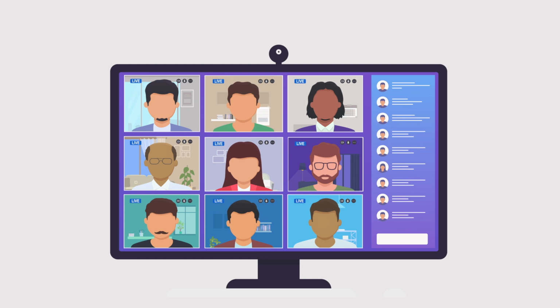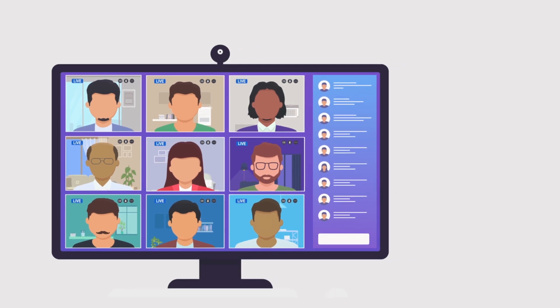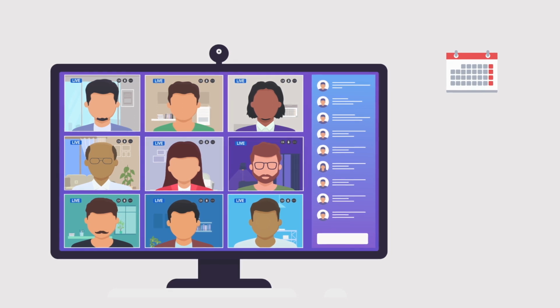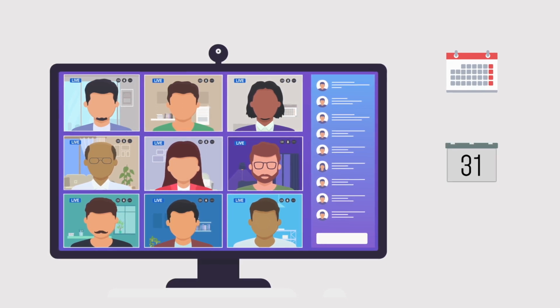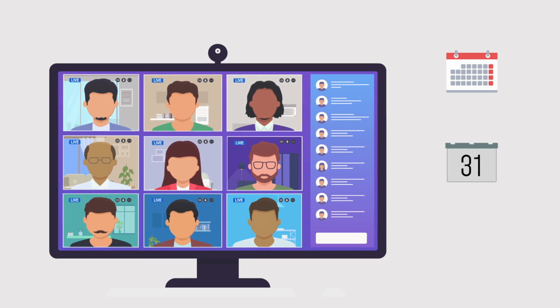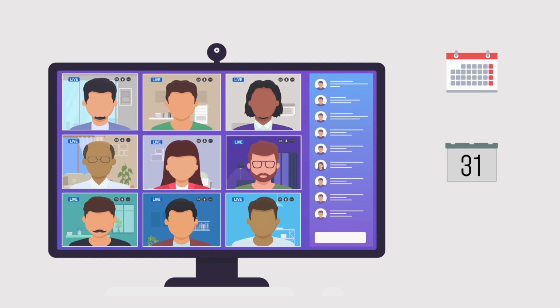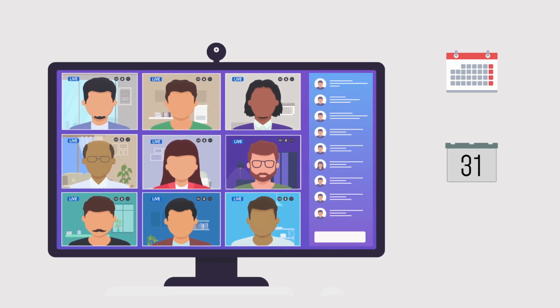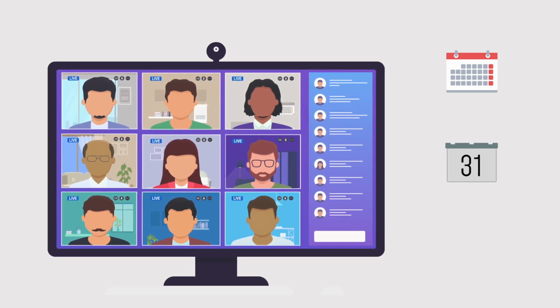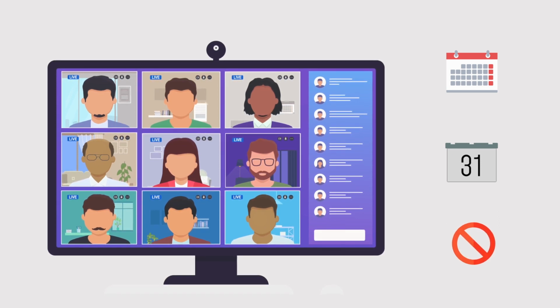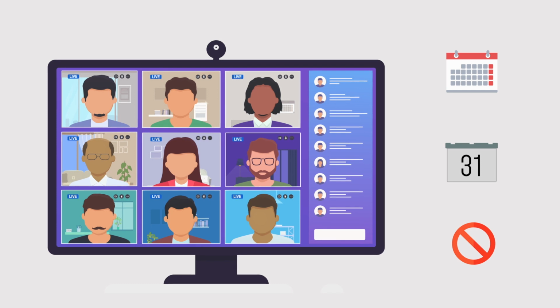To build the general structure of your synchronous classes, you need first to set a precise calendar per week or per month, and to communicate it to your students through their online learning platform. It is essential to set these dates as early as possible and before the beginning of the course, and to respect this calendar as scrupulously as possible.